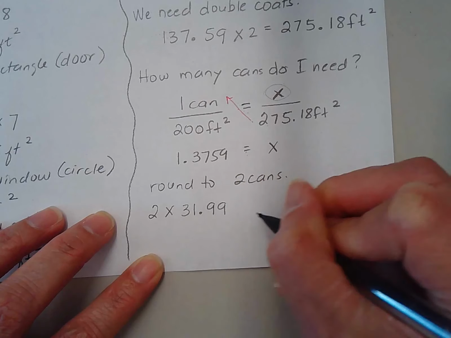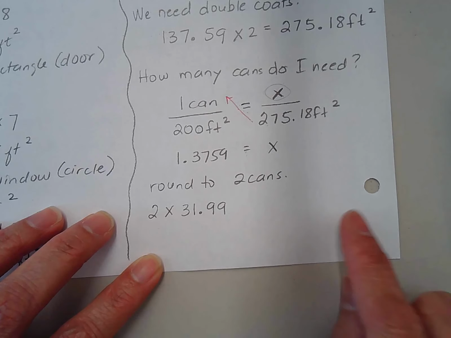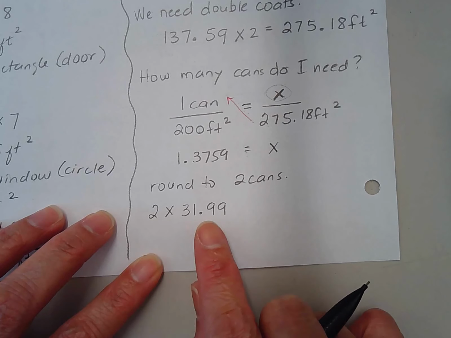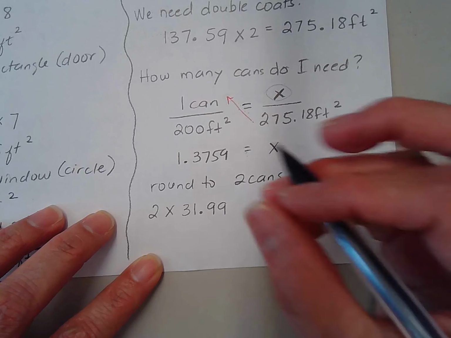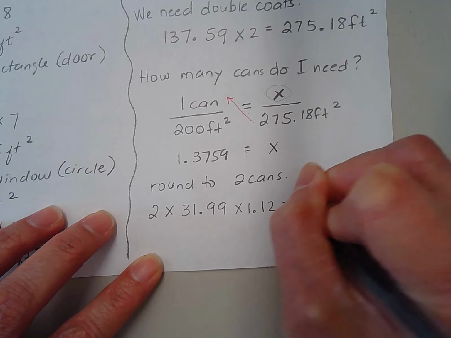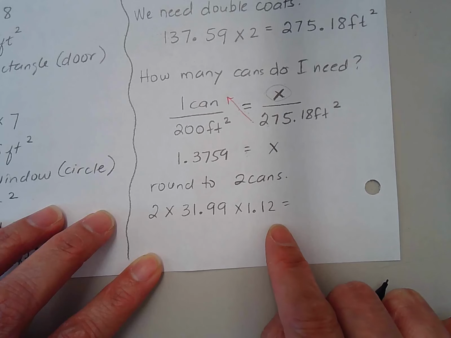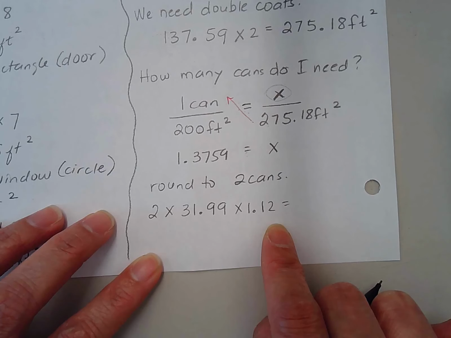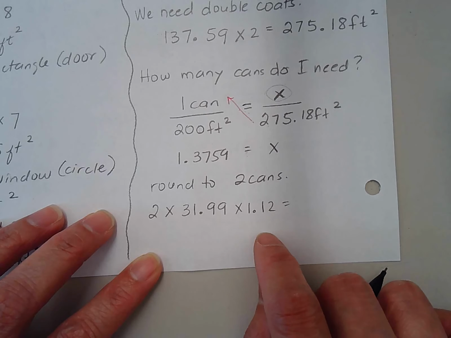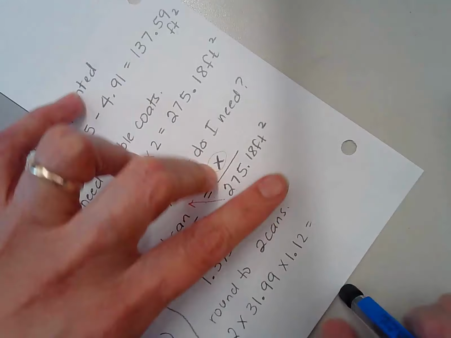31.99. Can I continue on with this? So 2 cans, $31.99 apiece, and then times it by 1.12. Is that okay? Or are you kind of wondering what's going on in here? There are too many steps? Or do you want to do it separately? Why are you times-ing it by 1.12? Taxes. Okay, well, let's figure that out first.